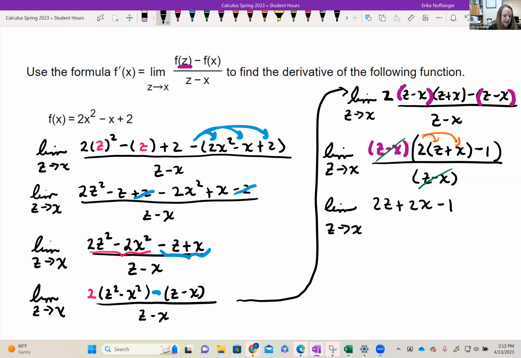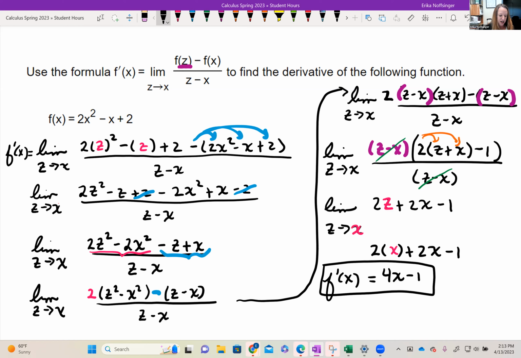So now we're in the position where we can do our direct substitution. Wherever we see a z, we're going to plug in x. So there's only one z left in here. And so doing that, we get 2, I see a z, so replace it with x, plus 2x minus 1. So we have two like terms in here, 2x plus 2x, that gives us 4x minus 1. So we just found what the derivative of f of x was by using this rule.